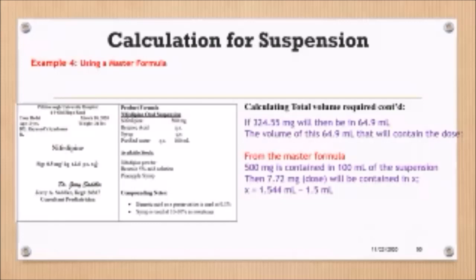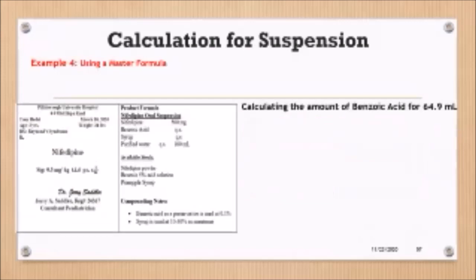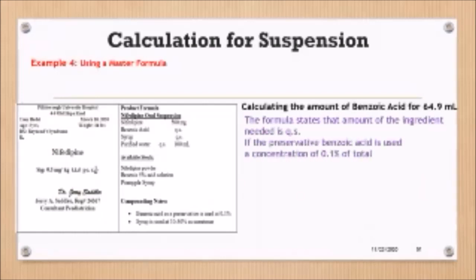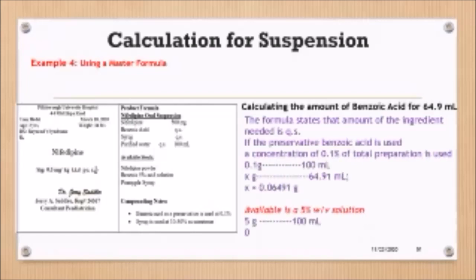So here, Badal is going to be taking 1.5 mils that will furnish the 7.72 milligrams of the drug, which is the single dose. Because we know that we are going to be making 64.9 mils, which is around about 65 mils of suspension, we have to determine how much benzoic acid we need to make that 65 mils preserved long enough to last for 14 days. We recall that benzoic acid is used at a concentration of 0.1%. So that means the final preparation must contain a concentration of 0.1% benzoic acid.